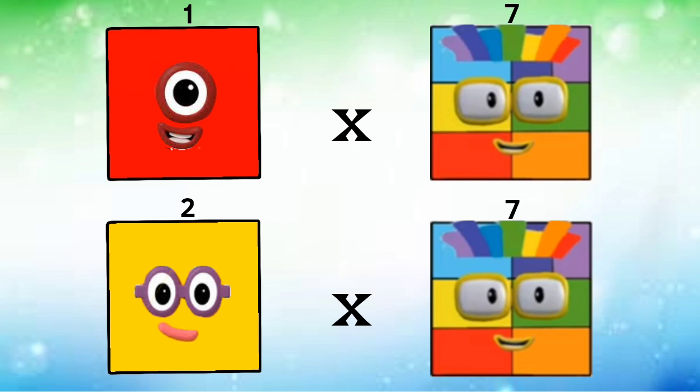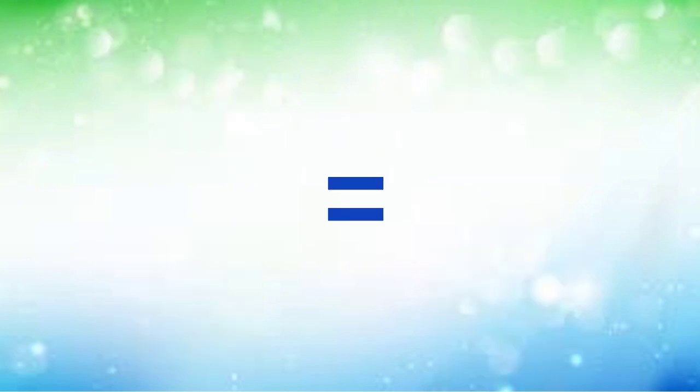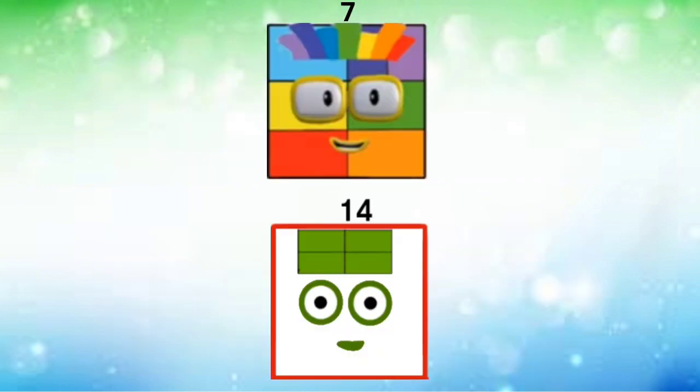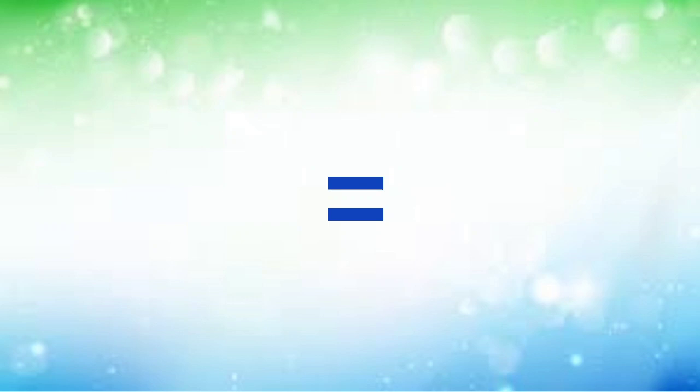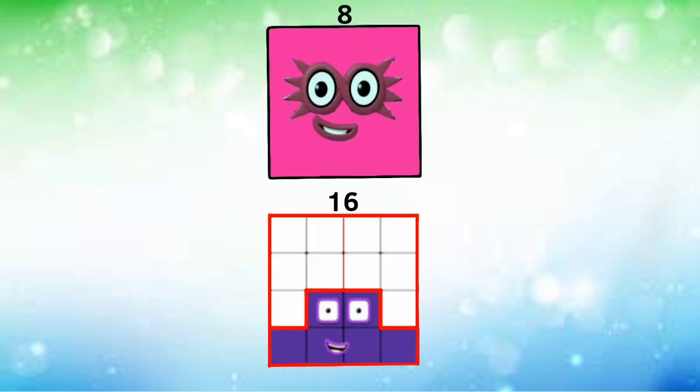Number blocks 1 and 2 times 7 equal 7 and 14. Number blocks 1 and 2 times 8 equal 8 and 16.